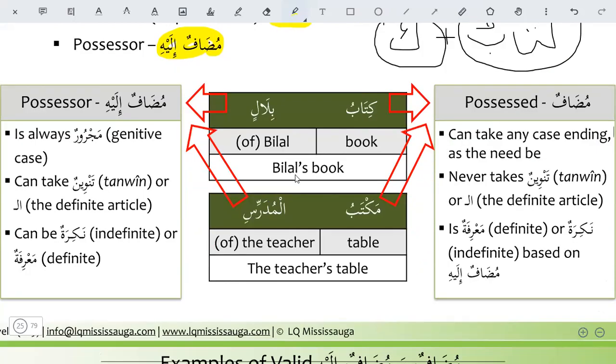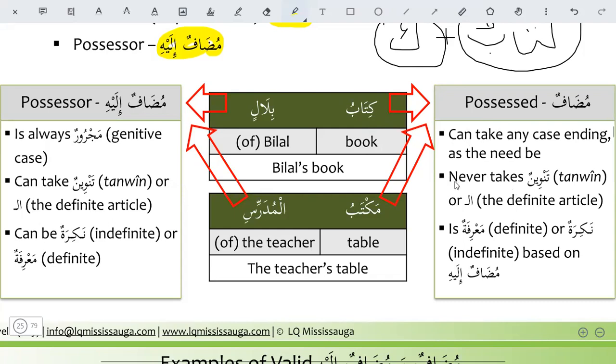Here we learn about the mudaf and mudaf ilay. First we learn about the mudaf, the possessed. Mudaf can take any case ending as the need be. Means mudaf can take fatha, kasra, and dhamma also. It can be kitabu, it can be kitaba, it can be kitabi.